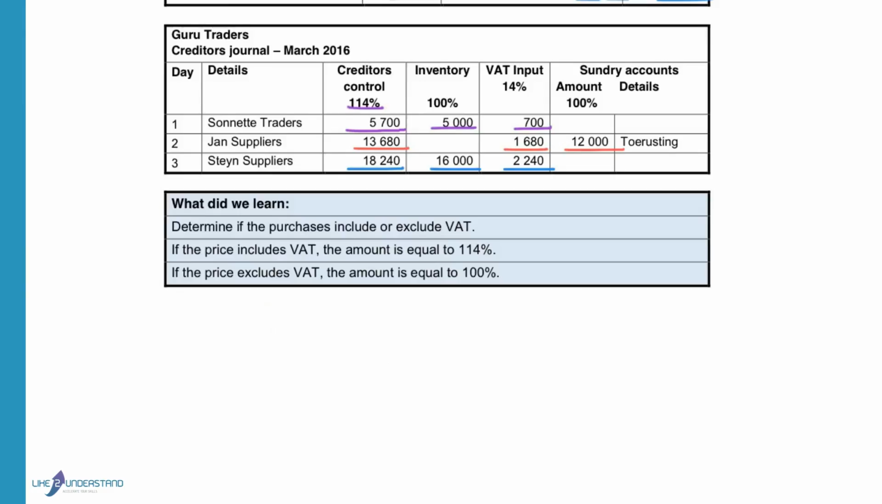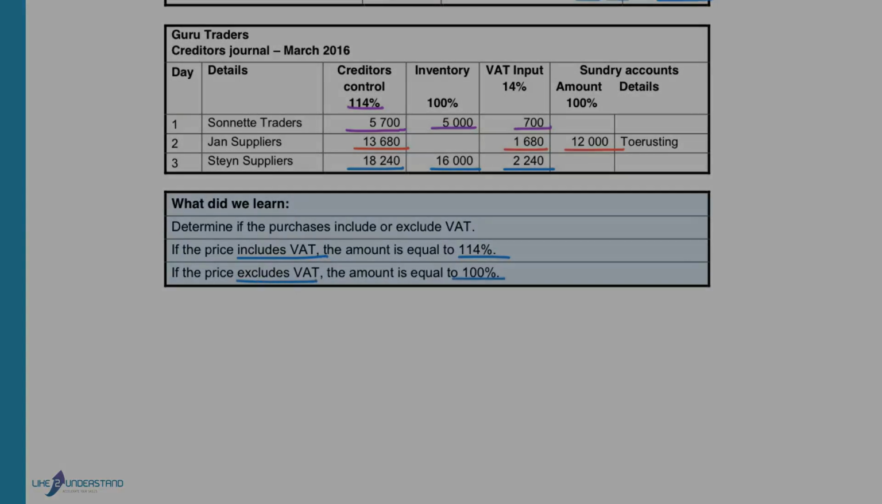What did we learn? Determine if the purchases include or exclude VAT. If the price includes VAT, the amount is equal to 114%. If the price excludes VAT, the amount is equal to 100%.